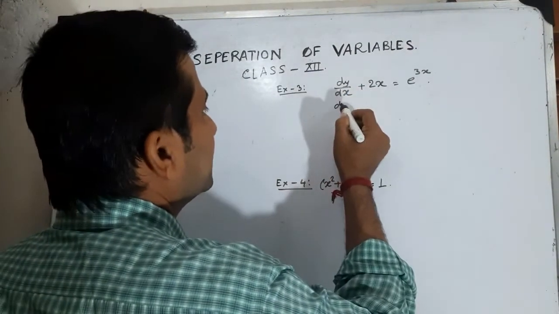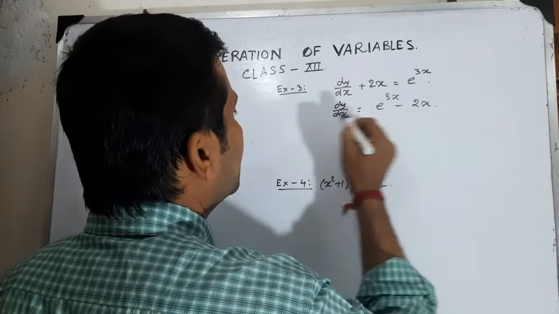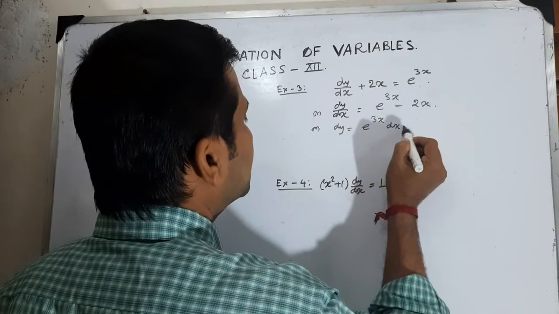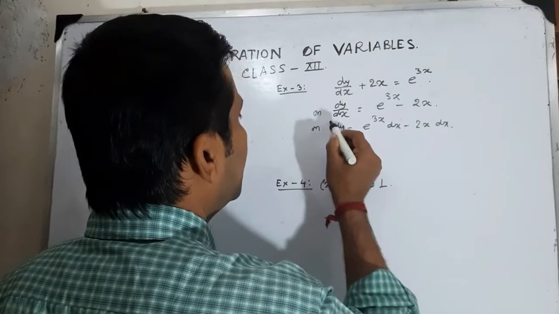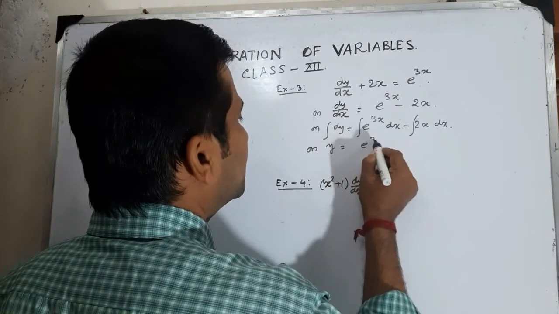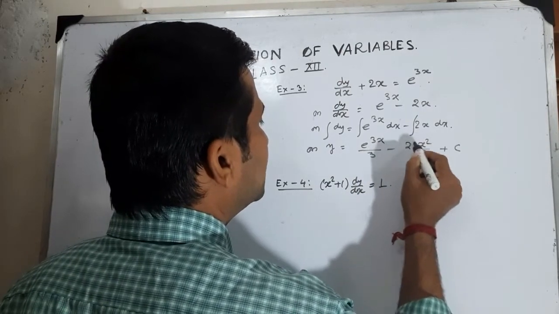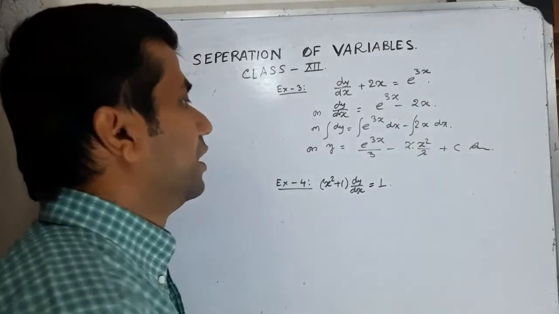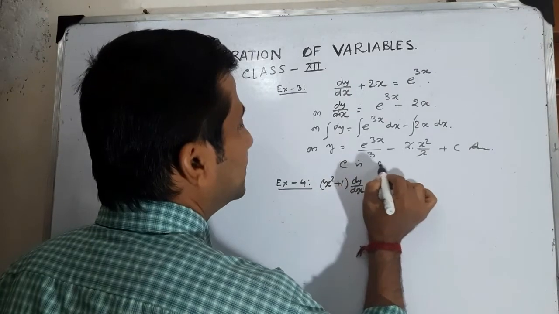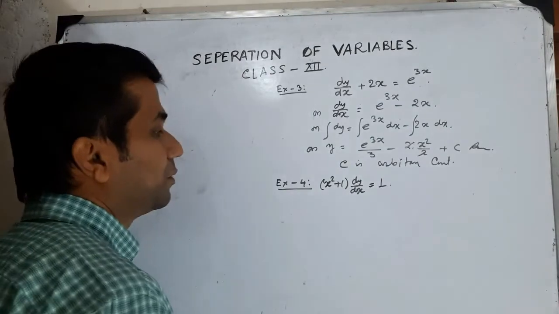What you have to do: dy/dx = e to the power 3x minus 2x, or dy = e to the power 3x dx minus 2x dx. Now integrating both sides, we get y = e to the power 3x by 3 minus 2 into x square by 2 plus c. This is your answer, where c is an arbitrary constant.